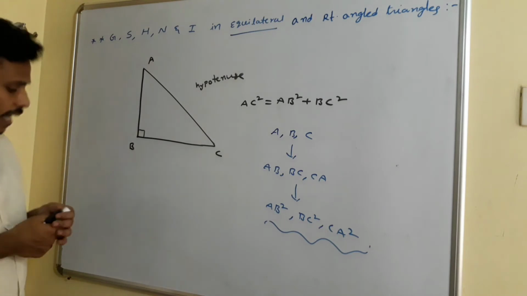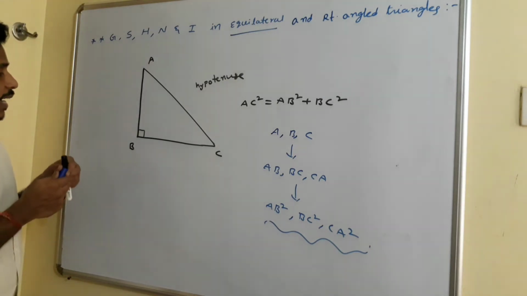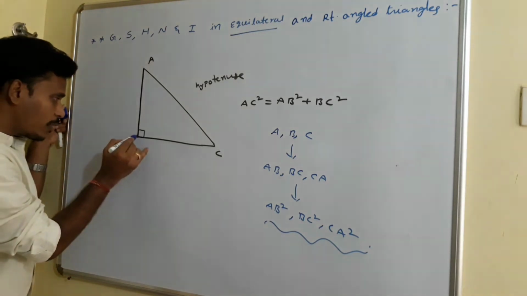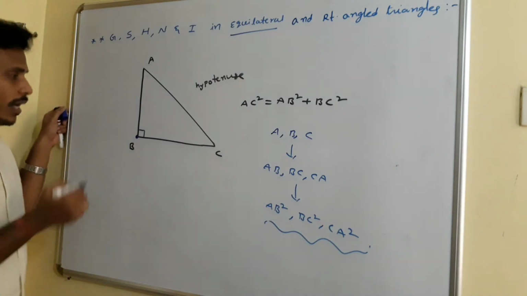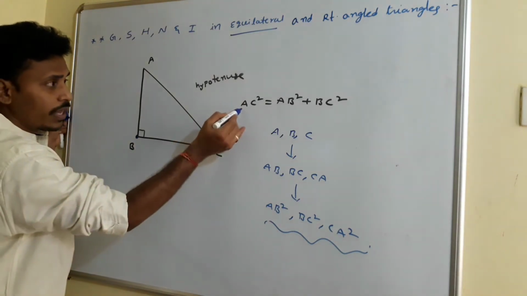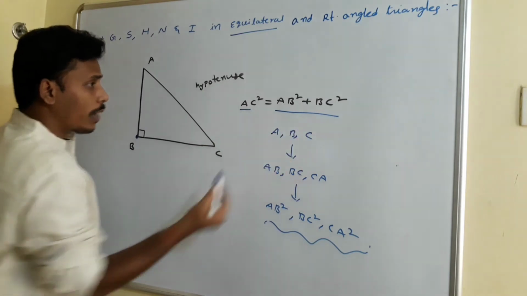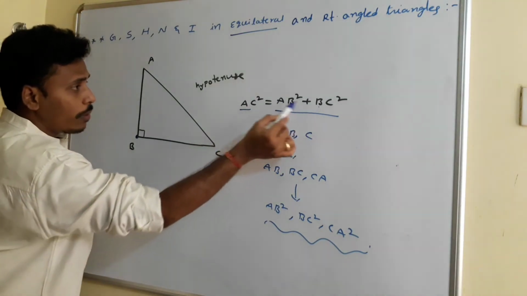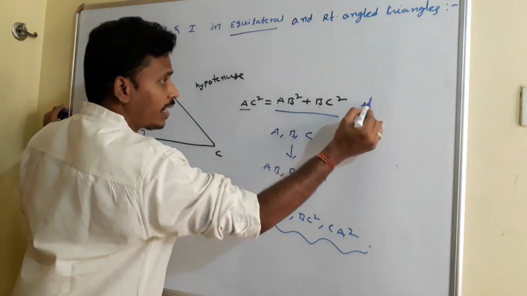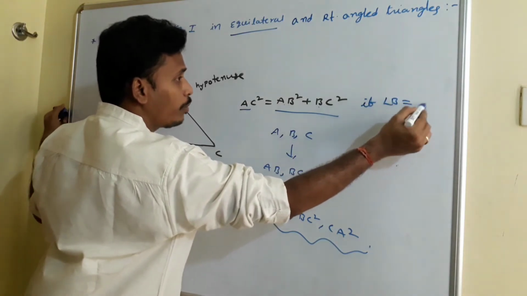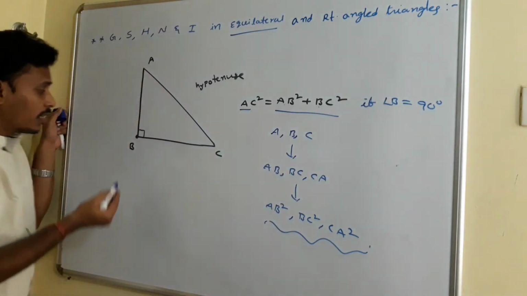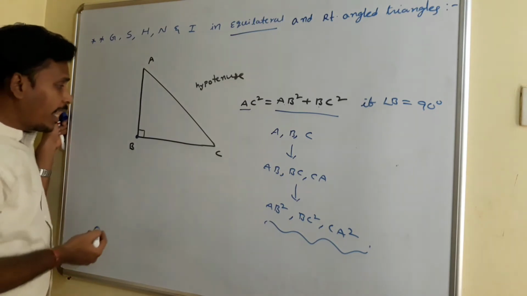If you have a right angle triangle ABC like this, then for this right angle triangle, this vertex is mentioned as the right angled vertex, right? Just look at this here. AC square is equal to AB square plus BC square. The B is the common thing here. This happens only if angle B is equal to 90 degrees. That B is termed as the right angled vertex.